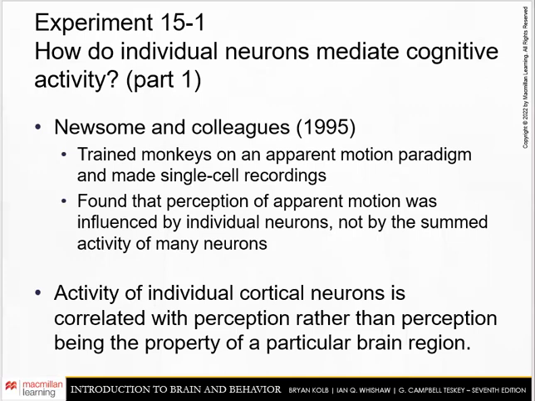How do individual neurons mediate cognitive activity? Well, again, Newsom and colleagues did some work on this. They trained monkeys on an apparent motion paradigm and made single cell recordings. They found that perception of apparent motion was influenced by individual neurons, not by the summed activity of many neurons. And the activity of individual cortical neurons is correlated with perception, rather than perception being a property of a particular brain region.